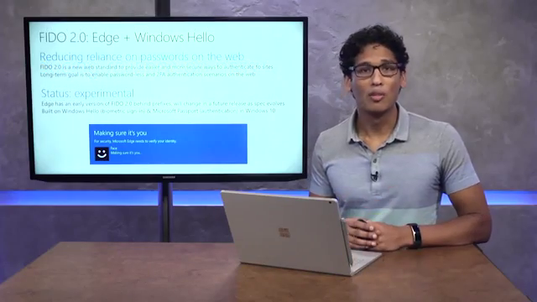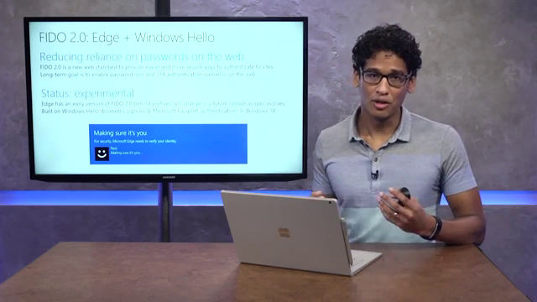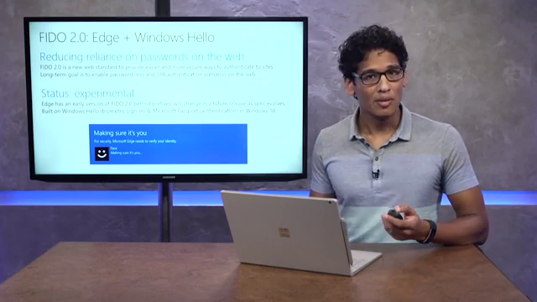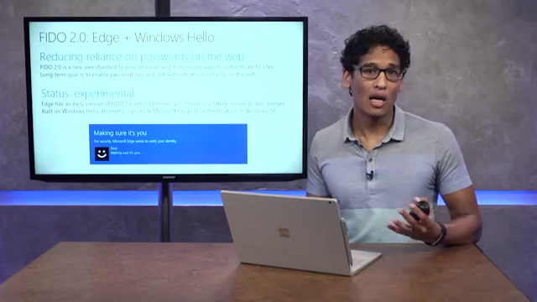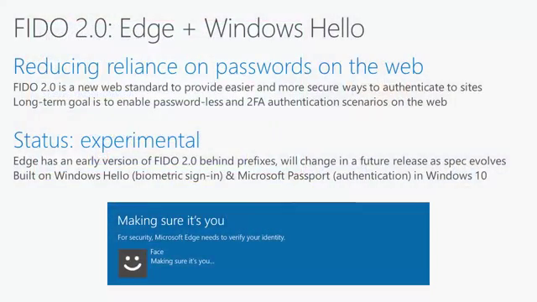So the important thing to know about this particular demo is that it's an experimental demo. So that means that it's not really imminent for you to start building on. However, we do have some early progress to share. Since the standard itself is still evolving, we have a current implementation in Edge that is built behind prefixes, and this API will change as the spec evolves in the coming year.